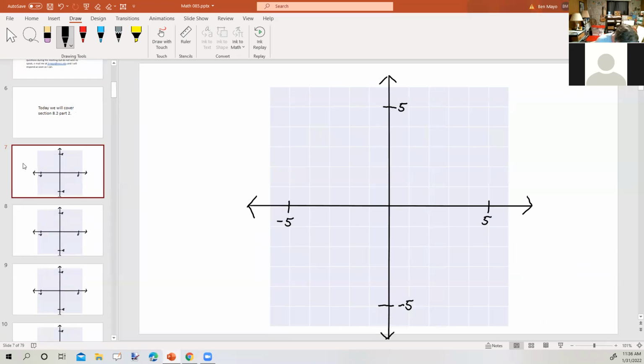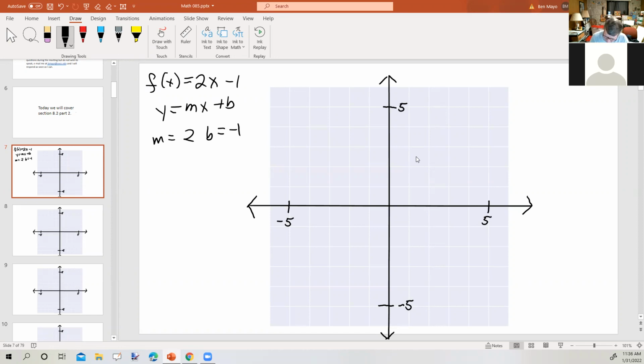So this first one says f of x equals 2x minus 1. Even though we're using function notation, this function is in slope-intercept form, that is, y equals mx plus b. Remember slope-intercept form? So the slope is 2 and the y-intercept is -1. On our graph, we have a y-intercept of -1. From there, our slope goes up 2 and over 1, up 2 and over 1, etc.